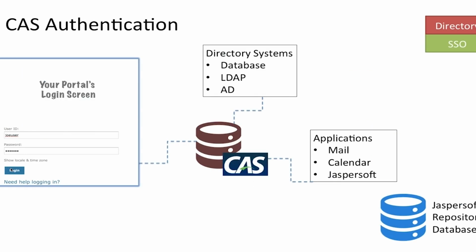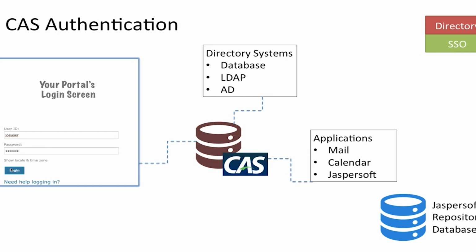Let's now discuss another form of authentication, one that uses both directory and SSO services. This one would be called CAS authentication. In this example, your user logs into your portal, not Jaspersoft, but your application. When the user logs into your application, they're then sent over to the CAS server.